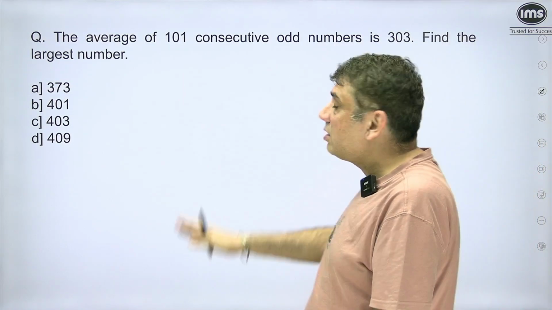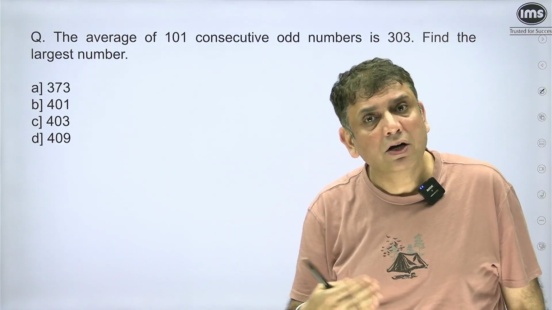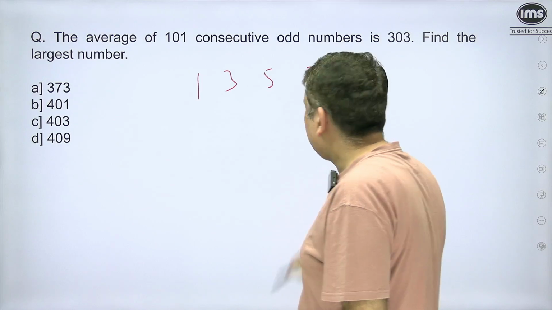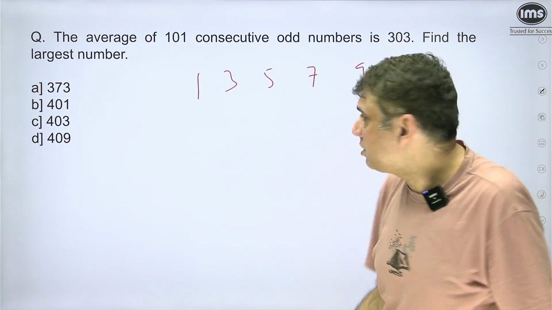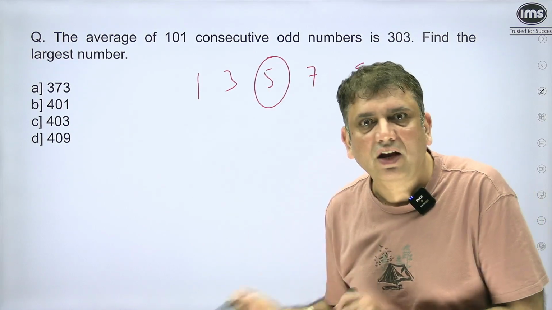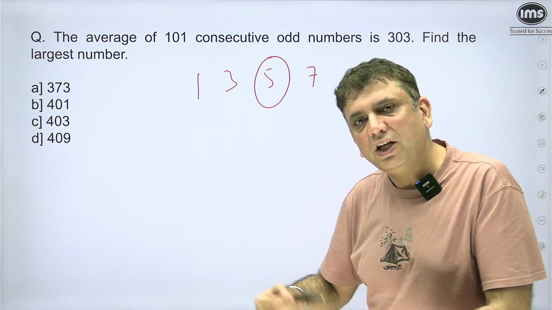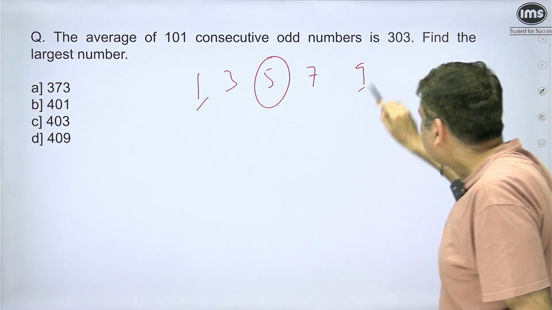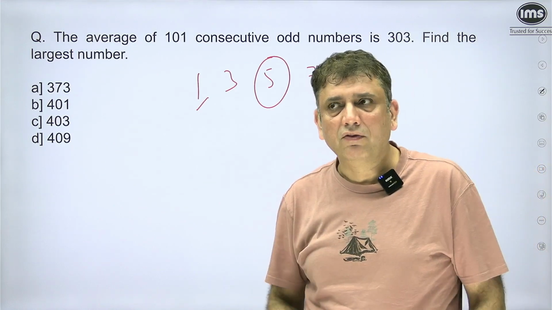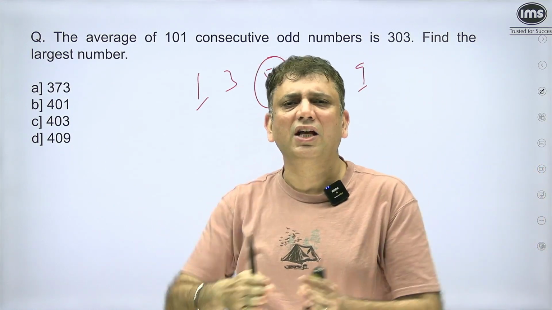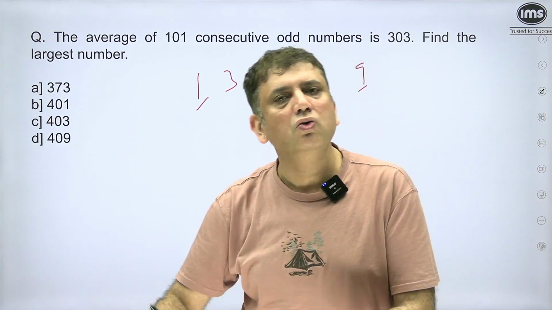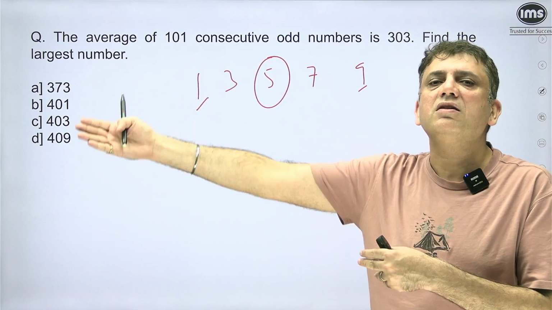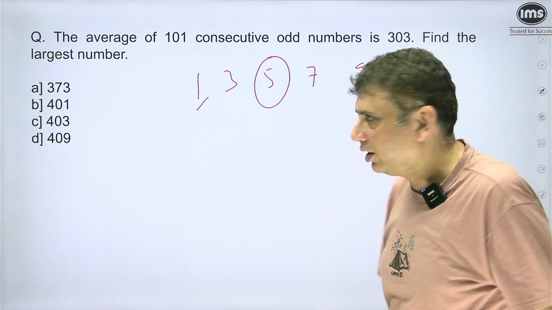So there are 101 consecutive odd numbers. This will work for odd numbers also. For example, let's take 1, 3, 5, 7, 9. These are 5 consecutive odd numbers. The average of these 5 odd numbers will be 5. You can check it. Even for consecutive even numbers it will be the same. It will be first term plus last term, 1 plus 9 is 10, 10 by 2 is 5. That means if the numbers are in arithmetic progression, with the same common difference, whether the common difference is 1 or 2 or any other, the average will be like this: only the middle term, or the first term plus the last term divided by 2, and with an even number of terms it will change accordingly.